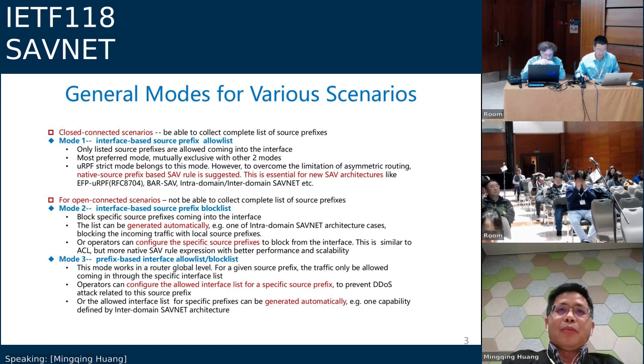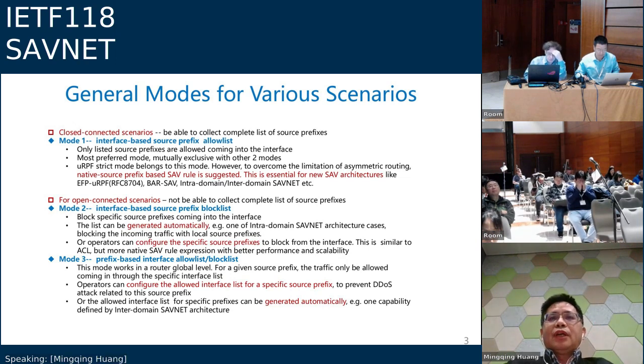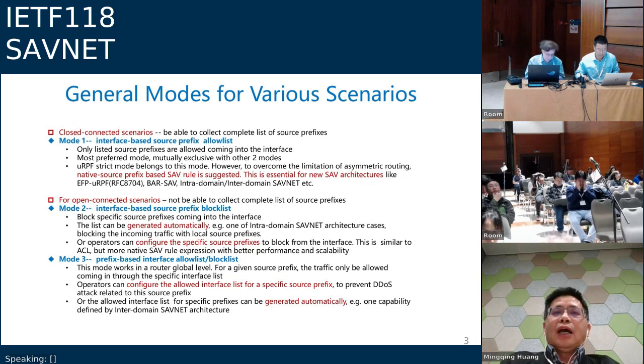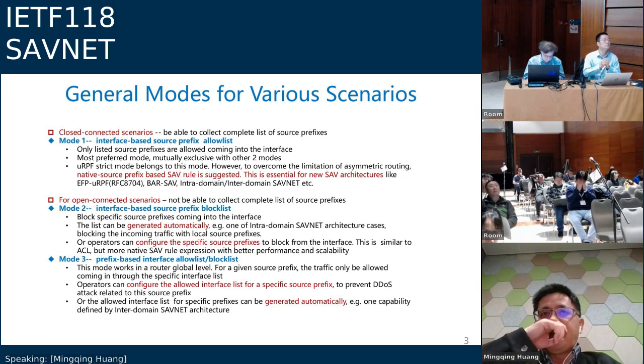This is mode two. Mode three is a prefix-based interface allow list. This mode works when we have a given source prefix for which we know an attack happened, so we want to allow it from some interfaces and block it from other interfaces. This works especially well for preventing DDoS attacks. Okay, these are the two scenarios and three modes we want to introduce.